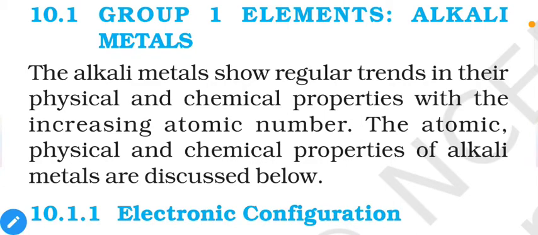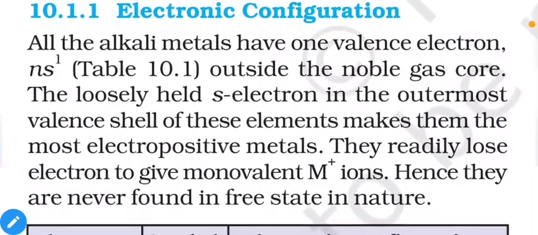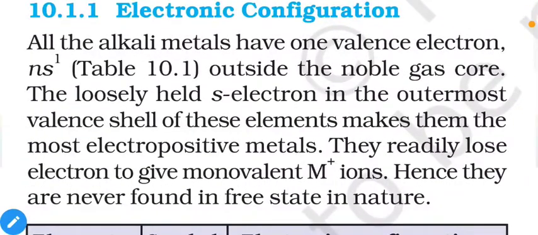Now let's start with our first group 1 element, alkali metals. The alkali metals show regular trends in their physical and chemical properties with increasing atomic number. The atomic, physical and chemical properties of the alkali metals are discussed below. So first of all, electronic configuration. All the alkali metals have one valence electron in ns orbital. So the common electronic configuration will be noble gas core ns1.